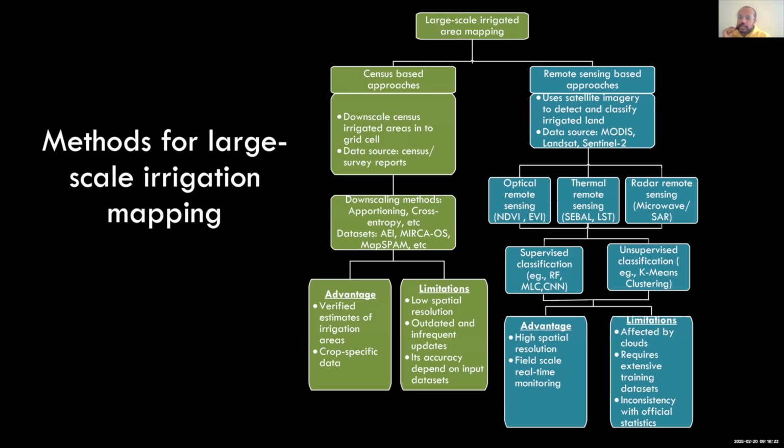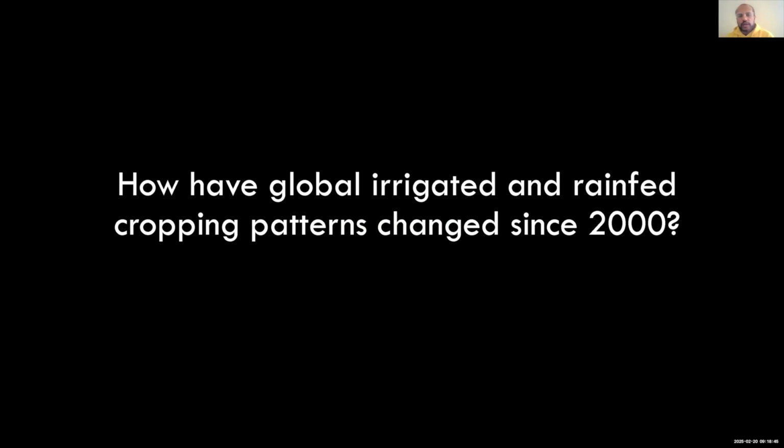However, it also has limitations. Particularly, optical remote sensing is affected by clouds. It also requires intensive ground truth points for training the datasets. And most likely, the amount of irrigated area predicted using the remote sensing approach usually deviates from the official statistics. So I'll try to show you the irrigated area that we developed using both the census-based approach and the remote sensing-based approach.